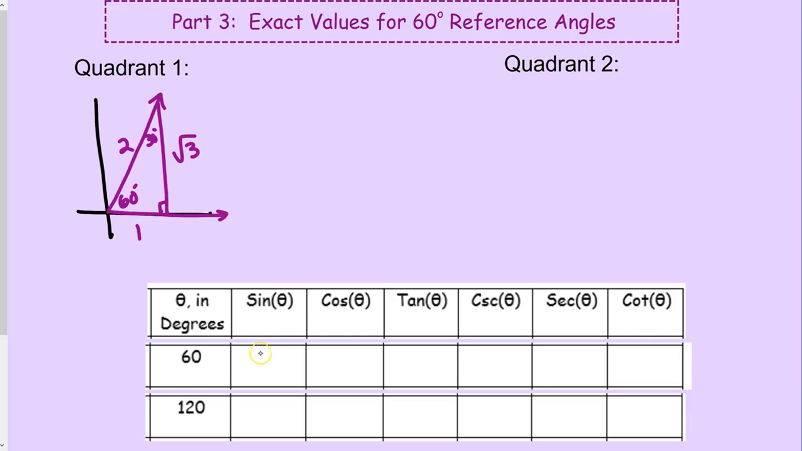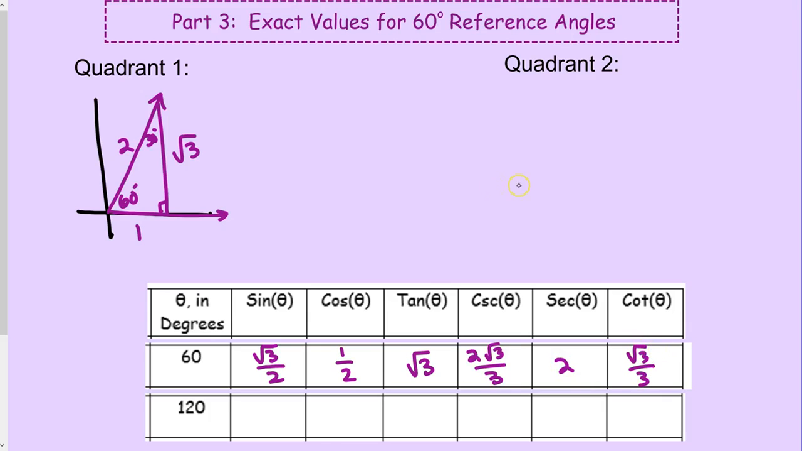So the sine would be square root 3 over 2. The cosine would be 1/2. The tangent would be square root 3, because it's square root 3 over 1. And then for the reciprocals, we're going to get 2 square root 3 over 3. We're going to get 2, and we're going to get square root 3 over 3.